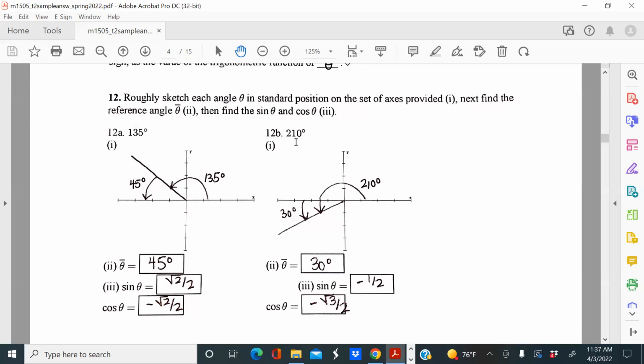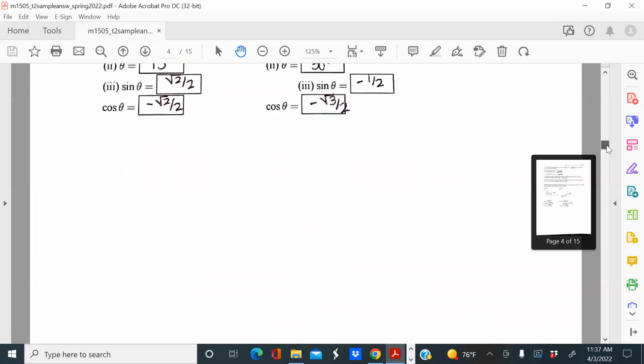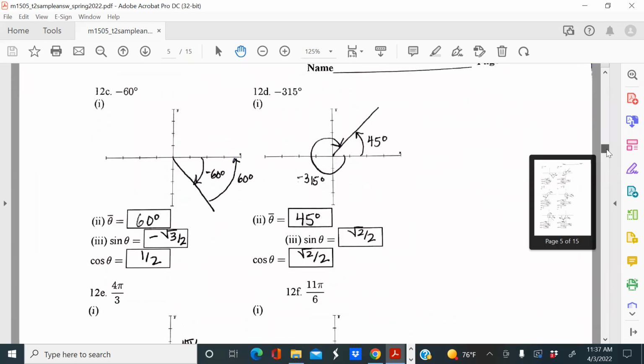So on the test, since these are special angles, make sure you give me exact values for the trig ratios. Do not give me calculator values, all right? Okay, do not give me estimates. Give me exact values because you can compute those exactly. Let's try another one here.